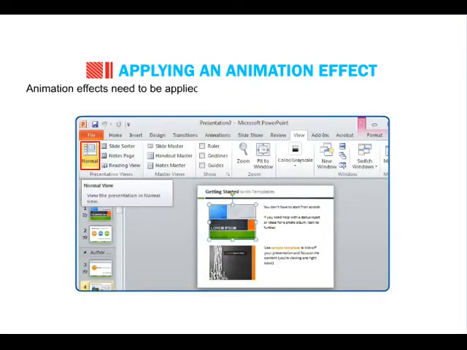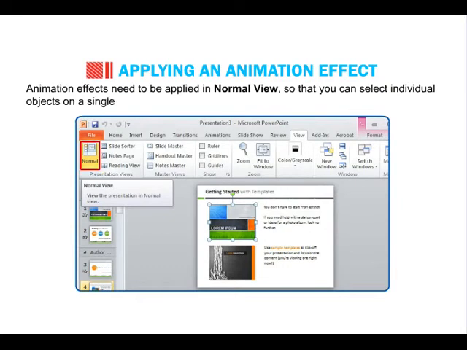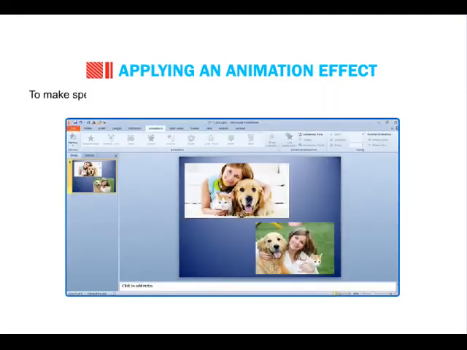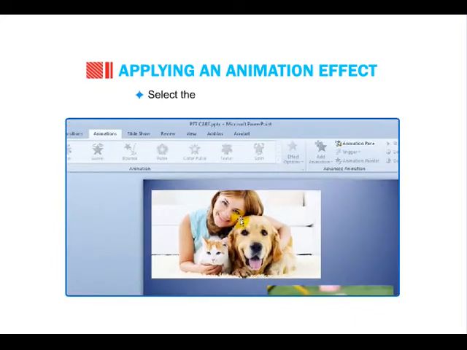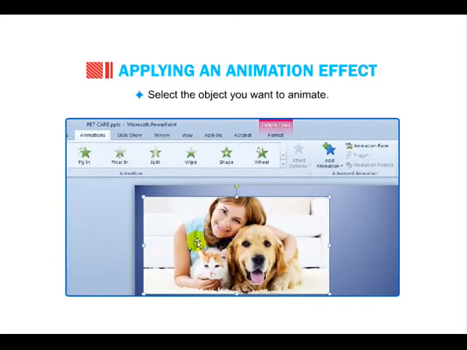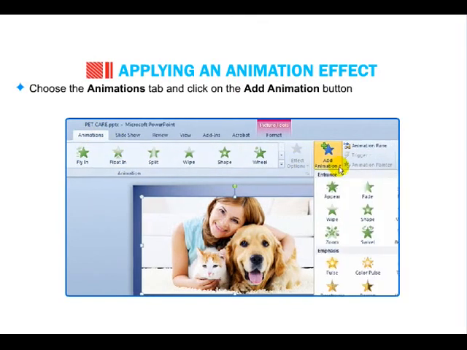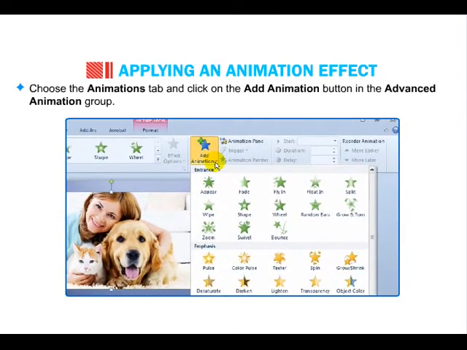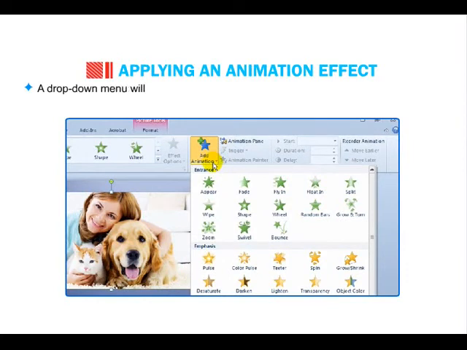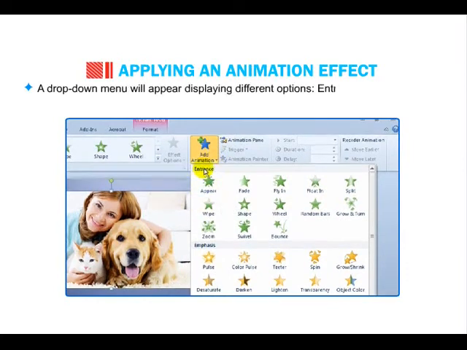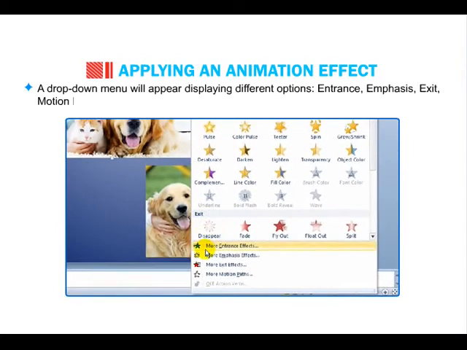Animation effects need to be applied in normal view so that you can select individual objects on a single slide. To make specific changes to the movement of text and objects, follow the given steps. Open any presentation. Select the object you want to animate. Choose the Animations tab and click on the Add Animation button in the Advanced Animation group. A drop-down menu will appear displaying different options: entrance, emphasis, exit, motion path, etc.